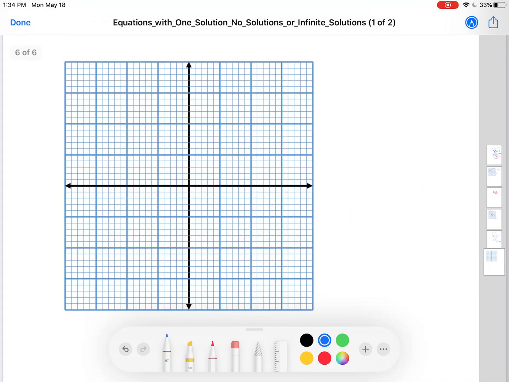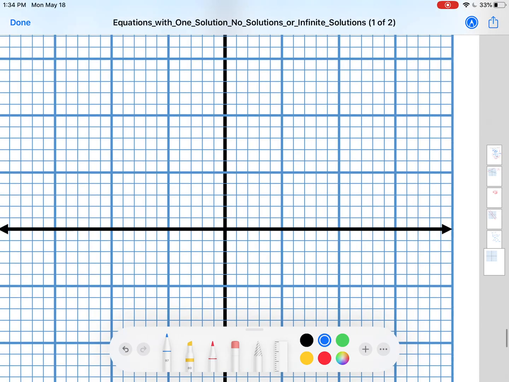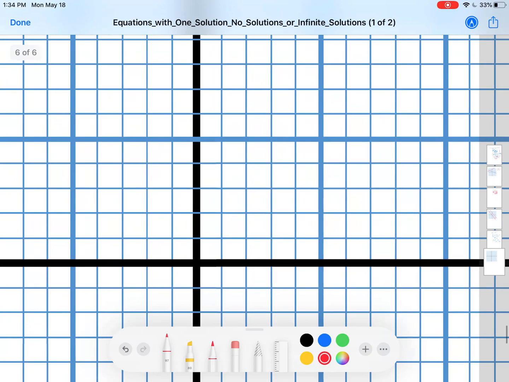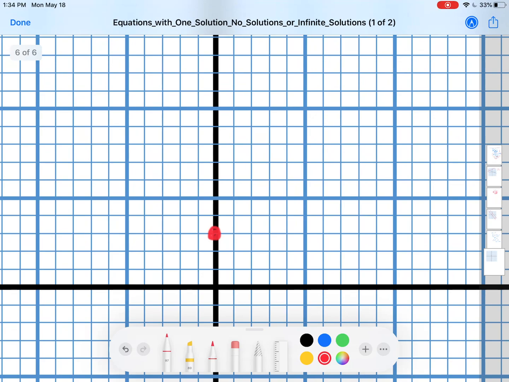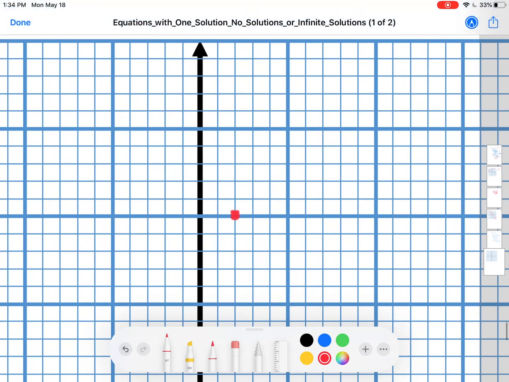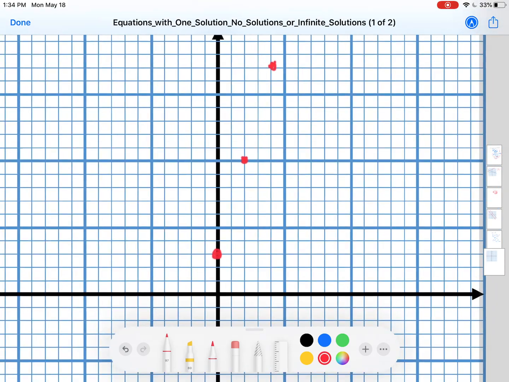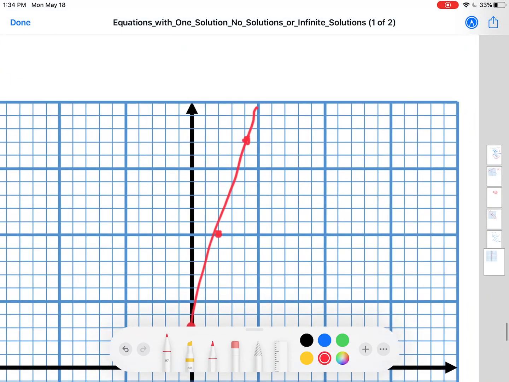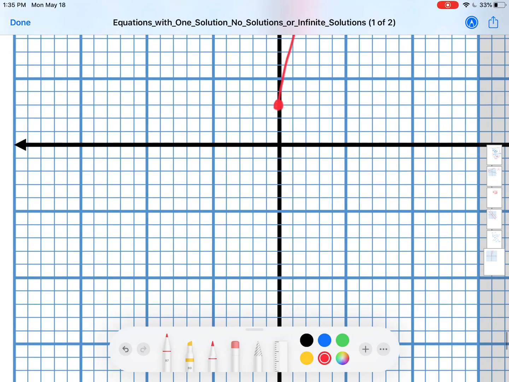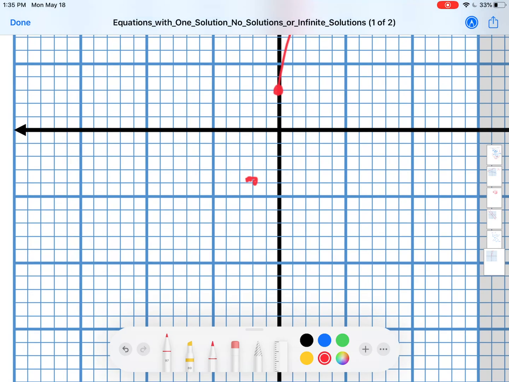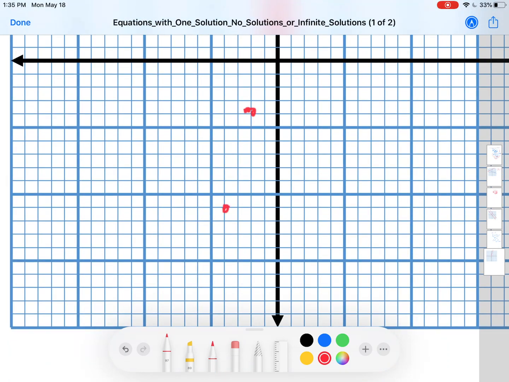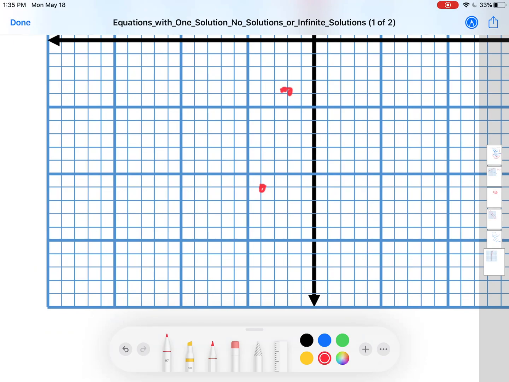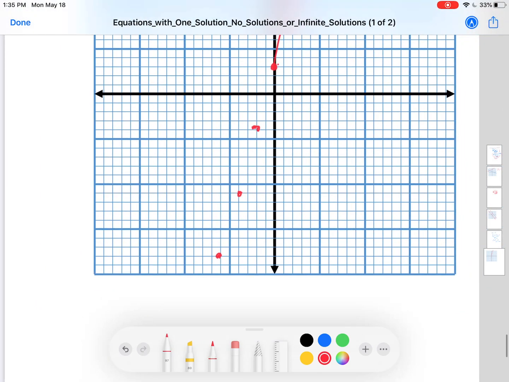Well, 7 halves x plus 3. Okay, I'll go up to 3. Make my dot. 7 halves is a lot more than 1, so I have to go up 7 over 2. Up 7 over 2. That'll be off the graph, so I'll draw the line. Go in the other direction. 2, 7. Yes. 2, 7. That'll be off the line. Draw the line. Okay, switch colors.